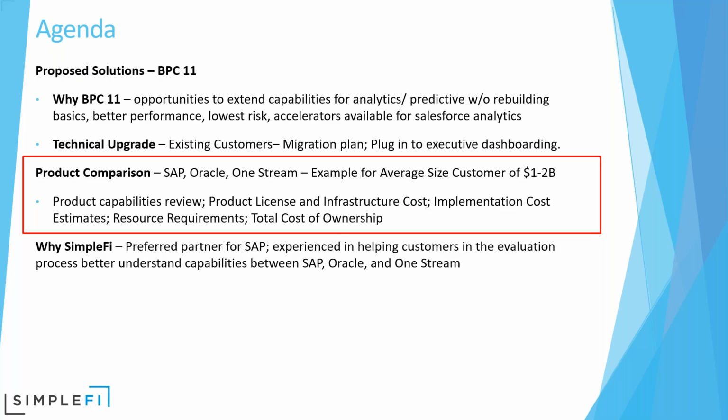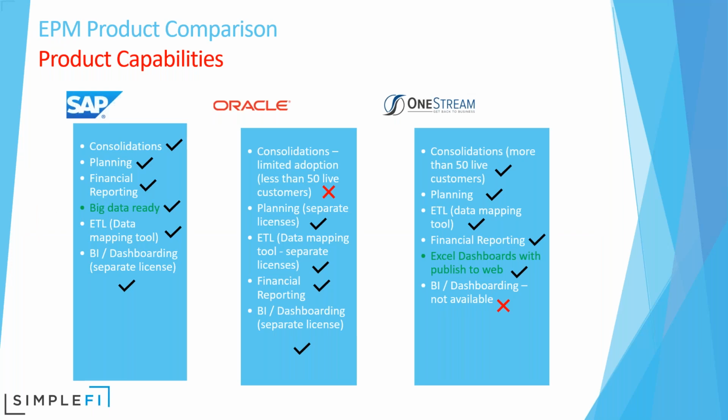So just going back real fast, to set the stage, some of these estimates and the next couple slides are really just what we would consider an average size customer, 1 to 2 billion, 50 users. It's what we benchmark as our average size customer. We took 3 different products: BPC 11, your Oracle Cloud solution, and OneStream, which is also an on-prem or cloud solution. Product capabilities between the 3 solutions stack up.